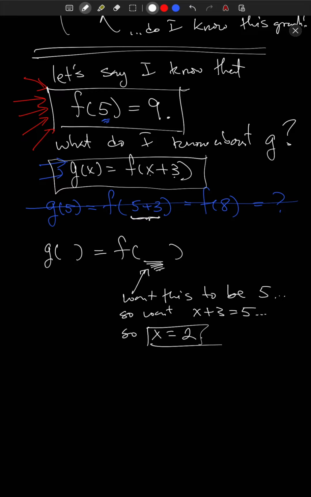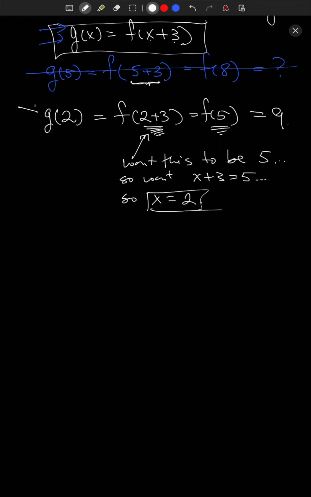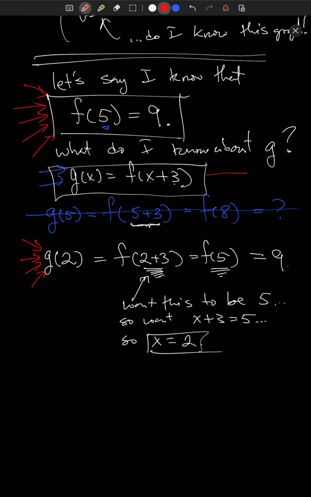All right. So what this little bit of algebra told me was that if I look at g of 2, that's going to be f of x plus 3, so 2 plus 3. That's f of 5. And that happens to be exactly the one that I know. That's 9. All right. Okay, so this is the only bit of information that we know about g, given that g has this formula here, and given that we know f of 5 is equal to 9.